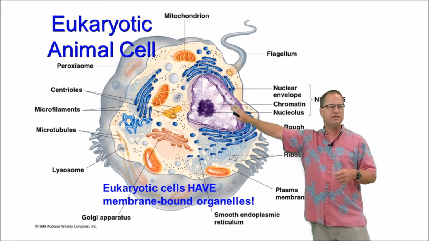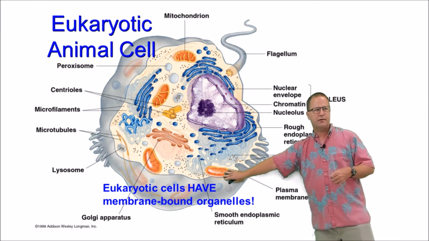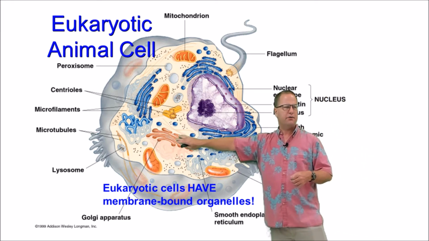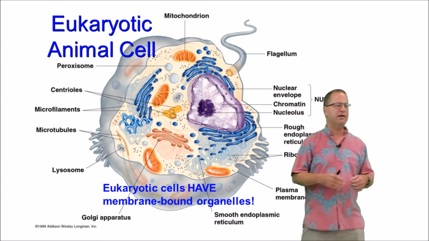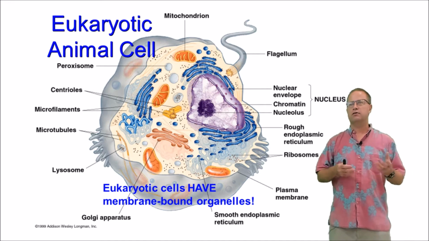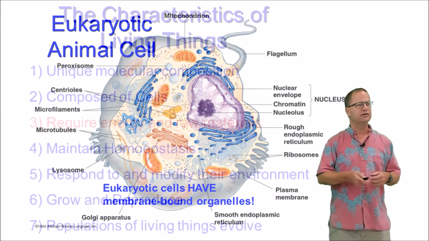We can see a nucleus in there. We can see with electron microscopes that it has centrioles, and we can see mitochondria, Golgi apparatus, all that type of thing in there. So we have membrane-bound organelles, and these cells are much more complex than prokaryotic cells.